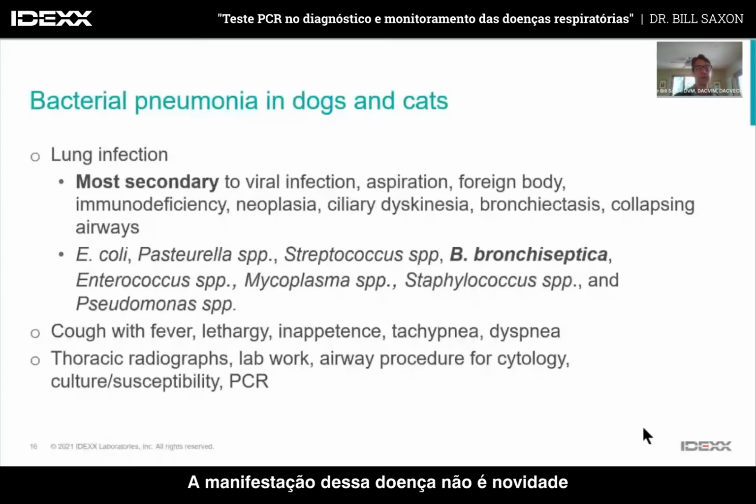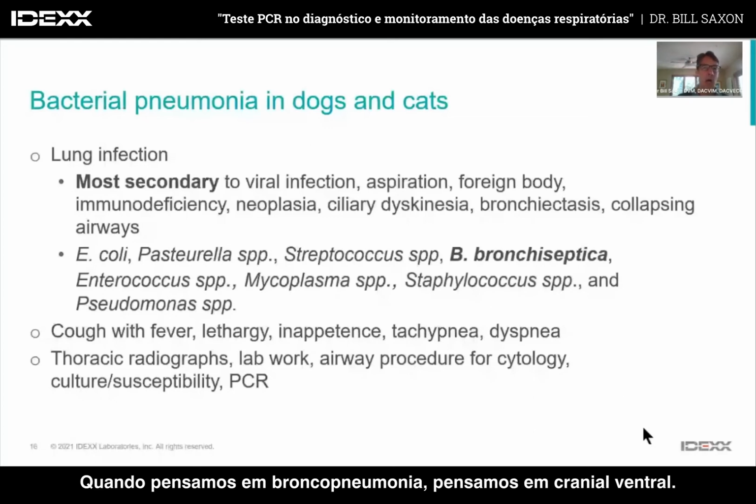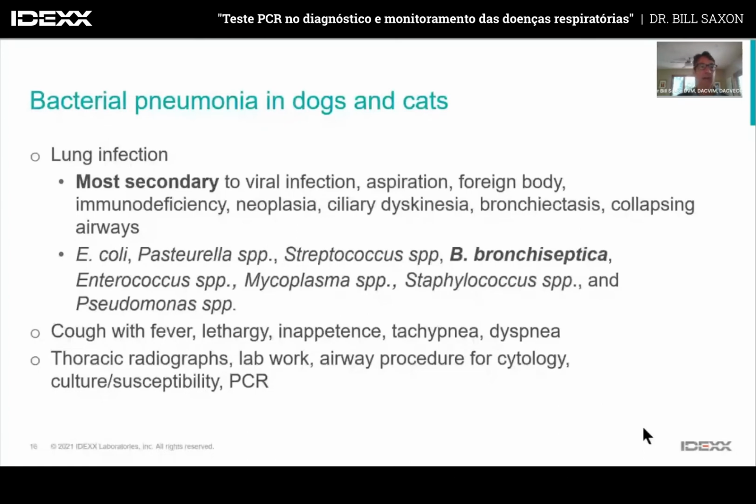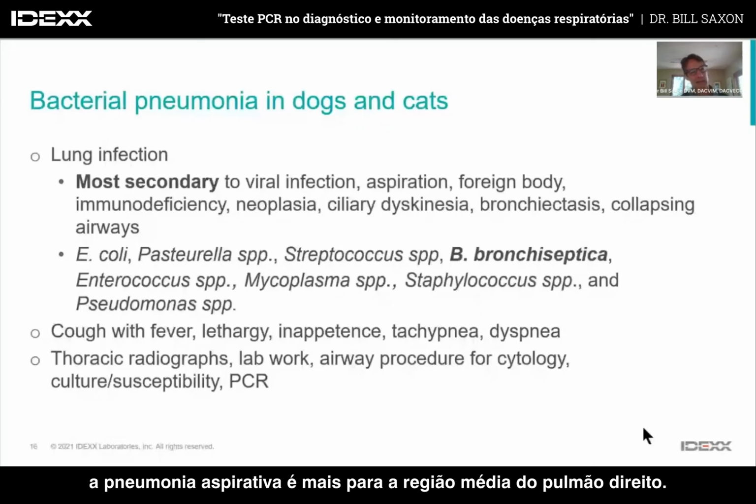No surprise on what this disease looks like, and you can use the pattern of pulmonary infiltrates to help you assess the likely cause, if it's infectious, of pneumonia. So when we think about bronchopneumonia, we think cranial, ventral. When we think viral pneumonia, it's more diffuse and interstitial. Aspiration pneumonia, maybe more right middle lung lobe. So the distribution can help get you in the mix or narrow your differential list, but the workup's the same for all of them.